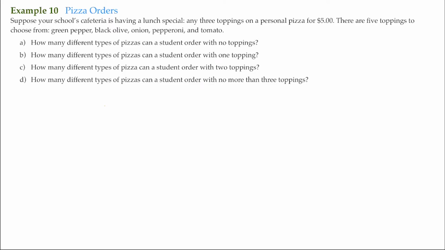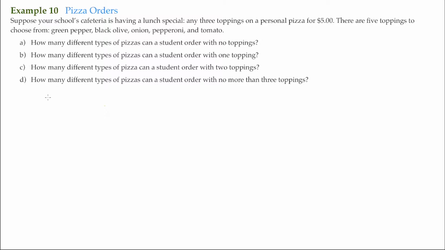In this example, we are introduced to combinations. Now, sometimes students are confused on when exactly they should use a permutation for a particular problem or a combination. A permutation uses an ordered arrangement of items.